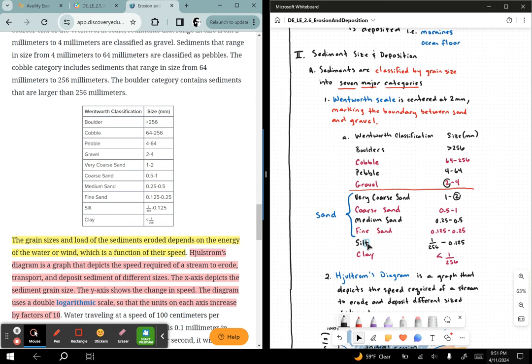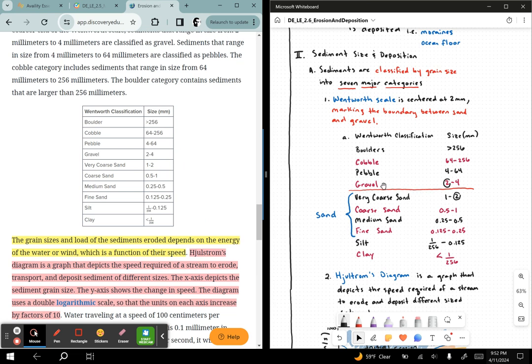And we can still go smaller. We can have silt, which is 1/256 of a millimeter to 0.125 millimeters. And then the very smallest type of detritus or sediment is clay, which is less than 1/256 of a millimeter. Well, what about bigger material?